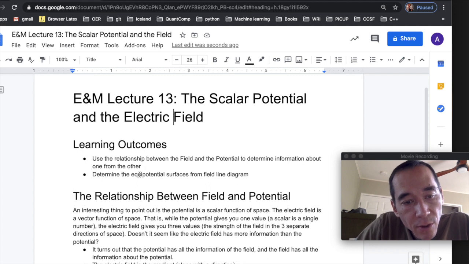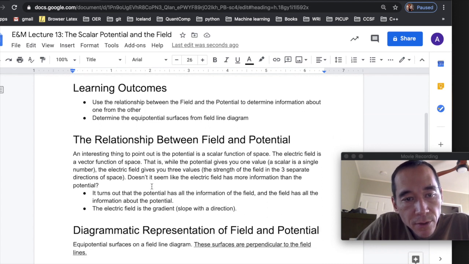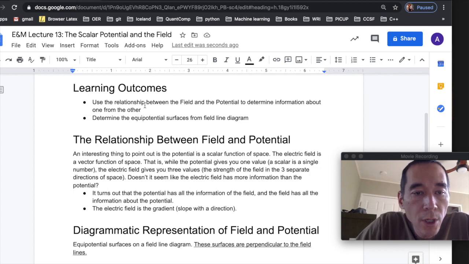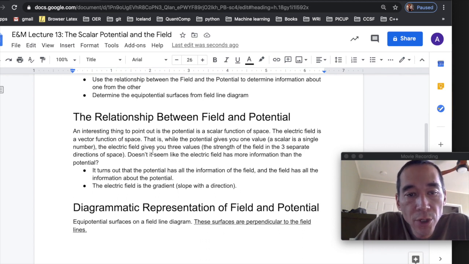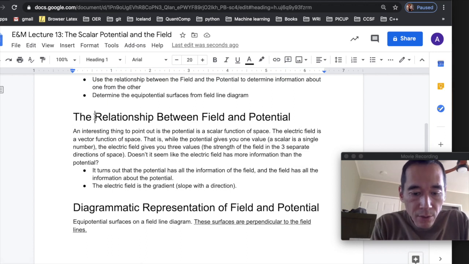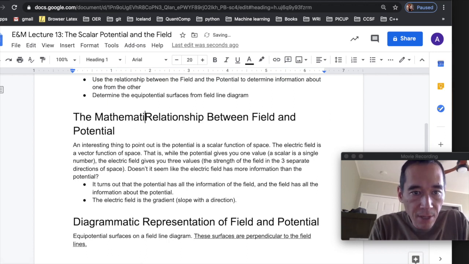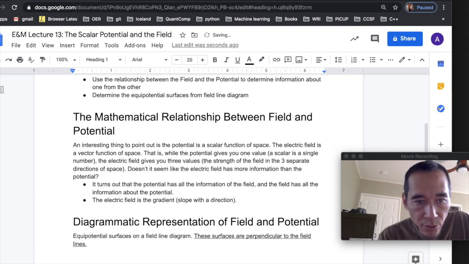I guess that's an okay way to put that. So in order to show you stuff for these learning outcomes, I'm going to describe the relationship between the field and the potential. Actually, I'm going to start off by describing the mathematical relationship between field and potential.